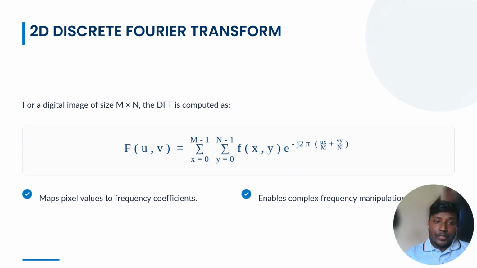2D discrete Fourier transformation. Since digital images consist of discrete pixels, we use the discrete Fourier transformation for an image of size M by N. The 2D DFT maps spatial pixels f of x, y to frequency coefficients F of u, v. This formula is the engine behind almost all frequency domain processing in modern computing.